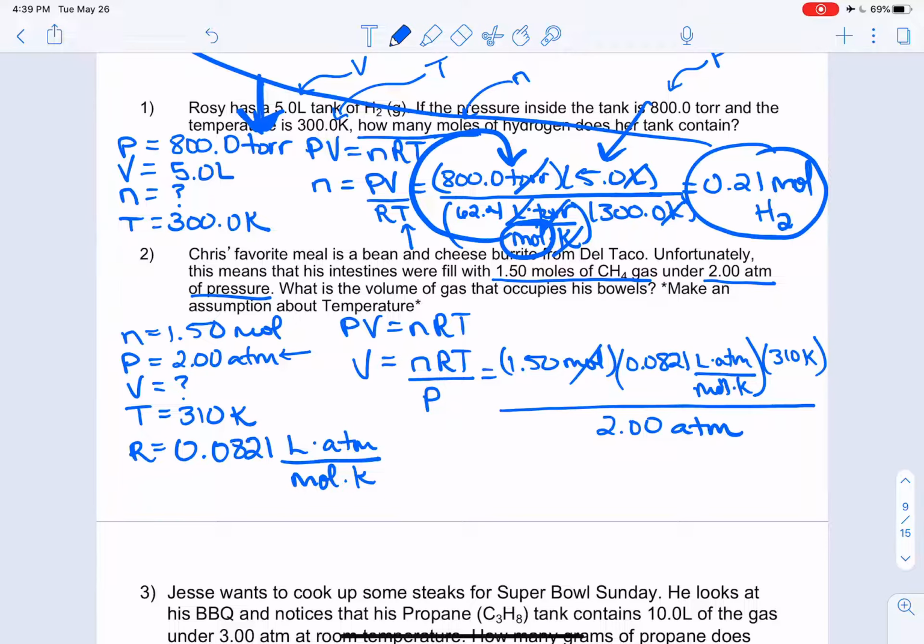Okay, so what cancels out? Well, we have mole and mole, and we've got Kelvin and Kelvin. We have atm and atm, and we're left with units of liters. So that makes sense because we're solving for a volume, and liters is a unit of volume. And then we go ahead and we put this in our calculator, and we notice that here we used a temperature that has 2 significant digits. Now, if the problem gave you a temperature with 3 significant digits or 4 significant digits, you could go with that.